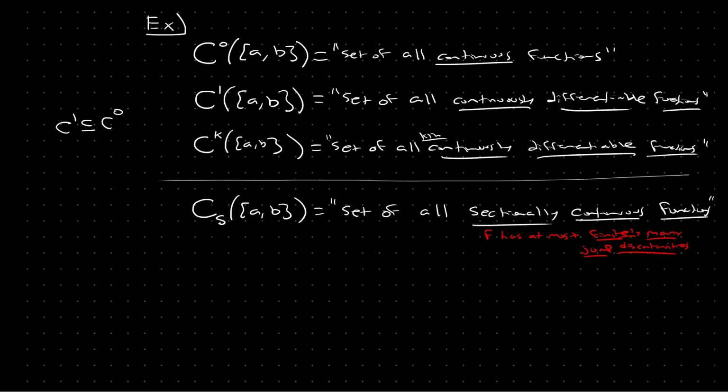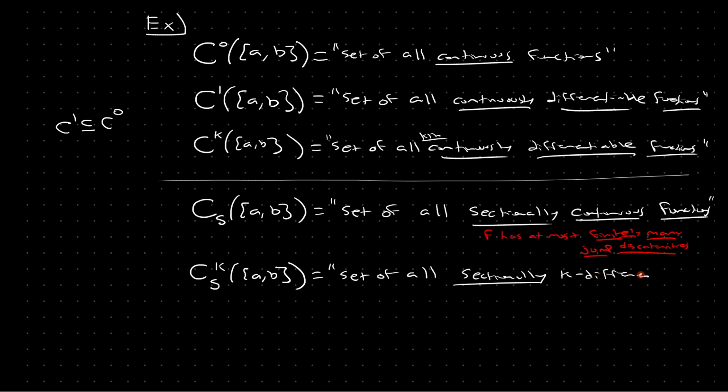It's relatively straightforward to verify that this is in fact a linear vector space, just like these three are as well. We can also define the set CS^k, which is the set of all sectionally k-differentiable functions, which has exactly the same meaning as before: for a function in this set, the function's kth derivative has at most finitely many jump discontinuities.